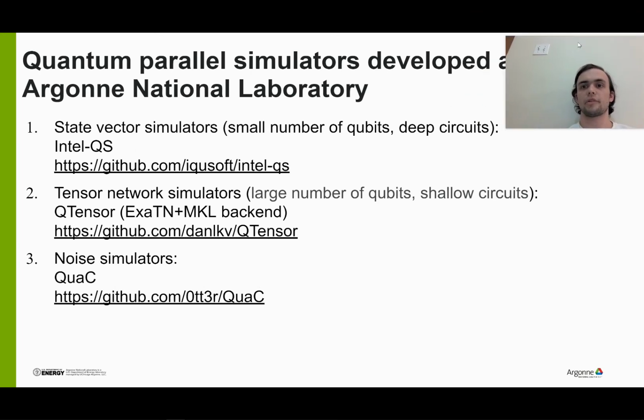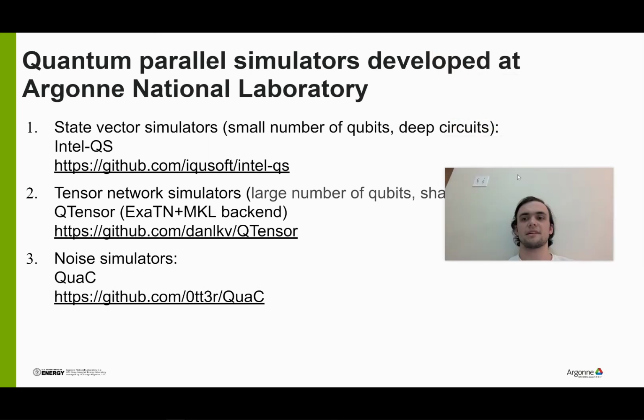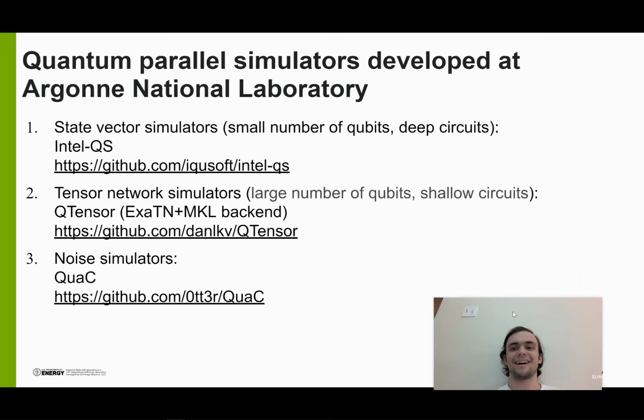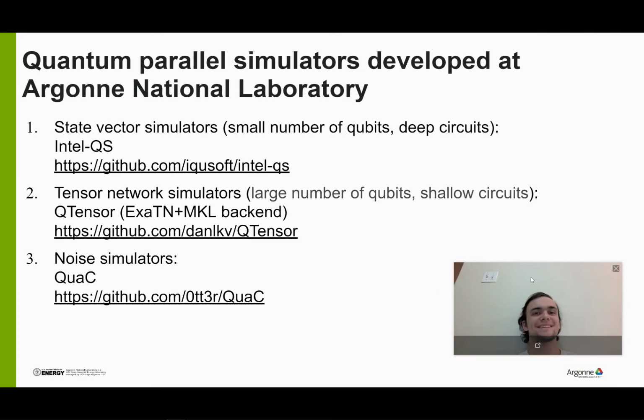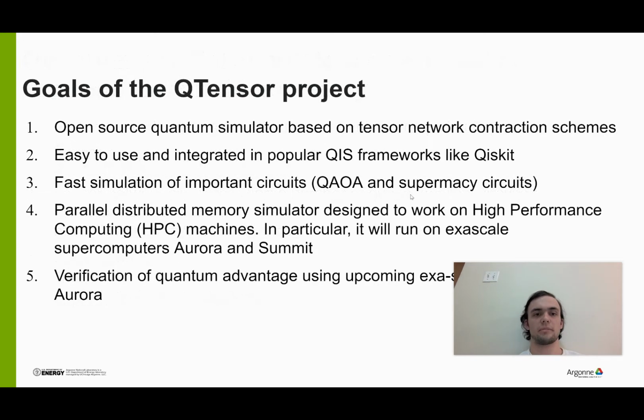Argonne National Laboratory develops several kinds of simulators. There is a state vector simulator, Intel QS. There is Qtensor that I'm lead developer of, also made under Argonne, and also there is a noise simulator, Quark. We will be talking about, of course, the second one.